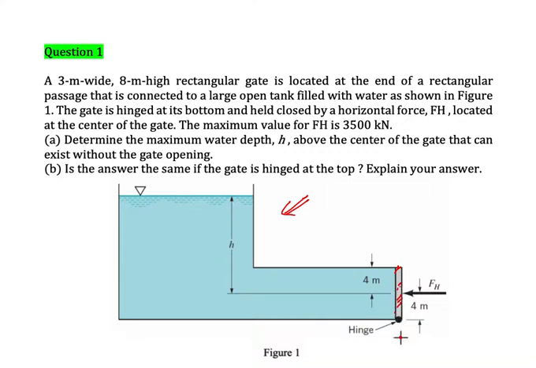This water gate has a hinge, which means that if the force pushes to the right here, it will open like this. So to make sure that the water does not leak from this passage, we need to hold the gate by pushing from right to left with a certain amount. According to this question, we need to hold with 3,500 kilonewton to make sure that the water is not leaking.